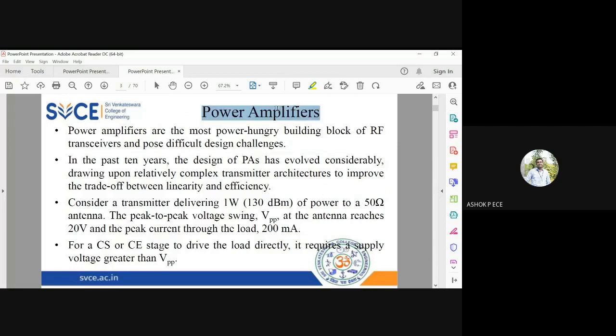And power amplifiers: in the transmitter side, we use power amplifiers because the more you amplify your signal, the longer distance it can travel. So that is the power amplifiers.